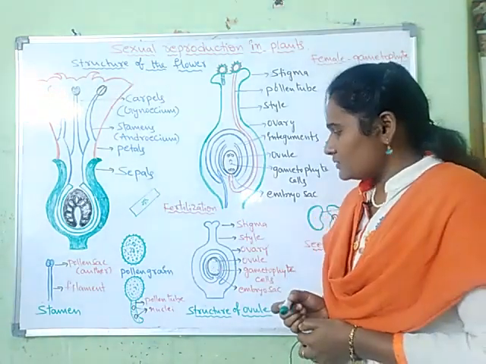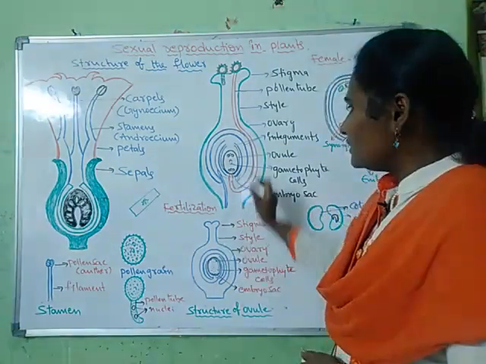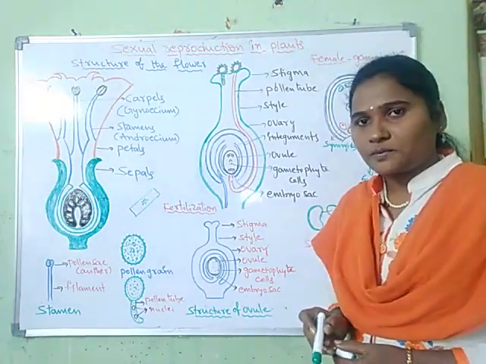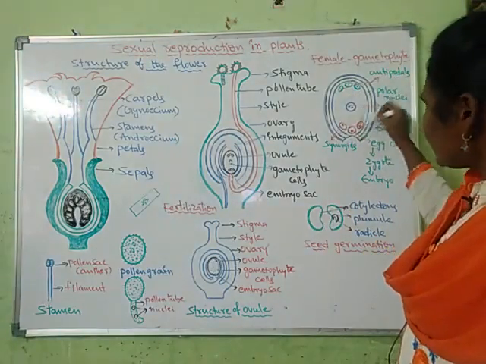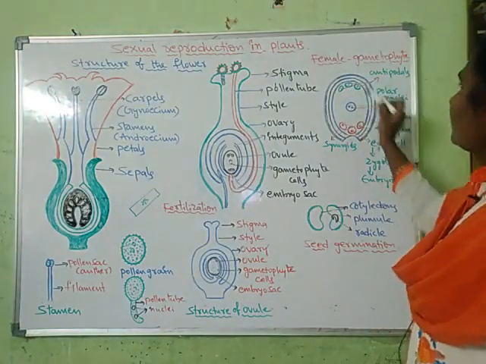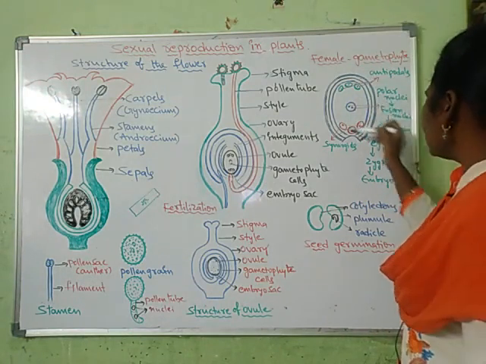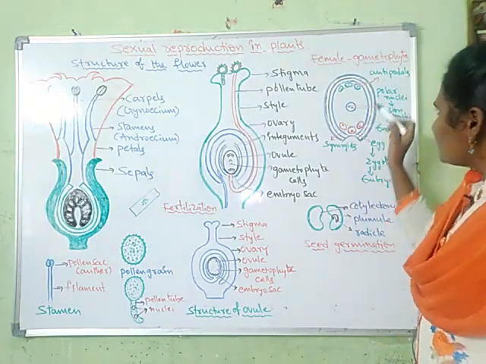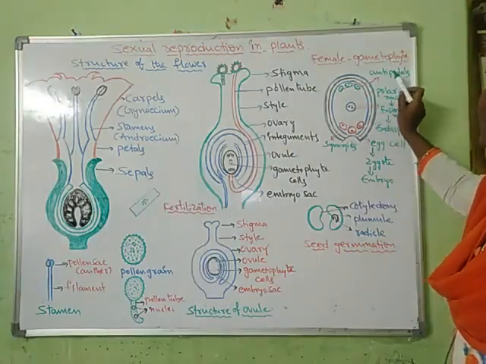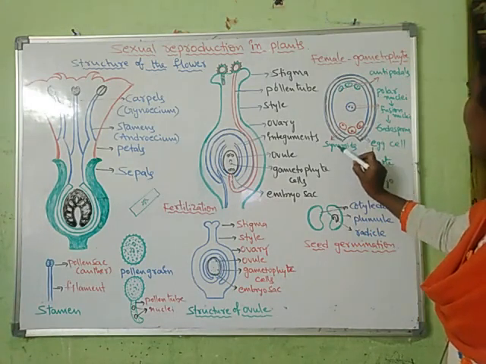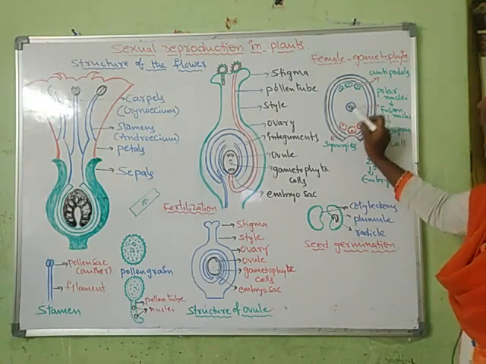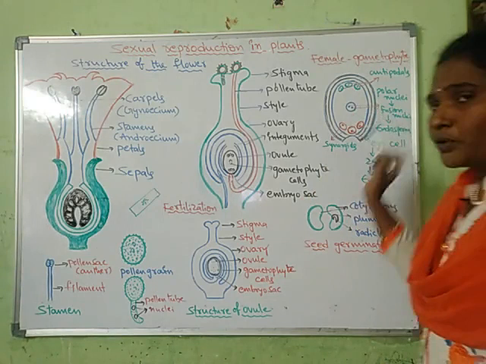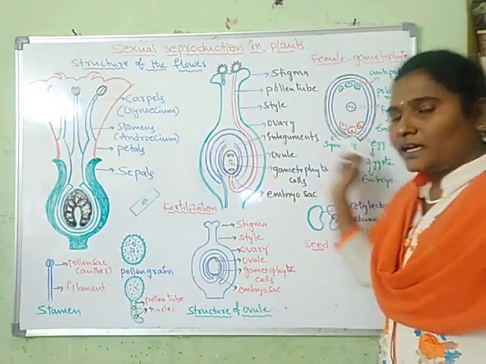The majority of flowering plants have embryo sacs with 7 cells and 8 nuclei. Here this is an embryo sac or female gametophyte. This embryo sac contains 7 cells and 8 nuclei. The 7 cells are 3 antipodal cells, 2 synergids, 1 egg cell and 1 large central cell. And this central cell contains 2 nuclei. So 7 cells and 8 nuclei.